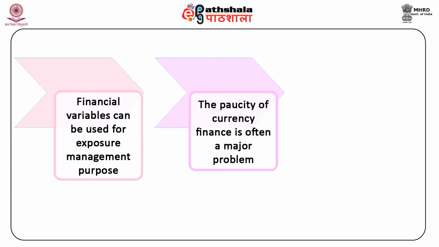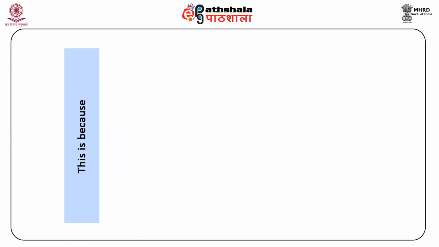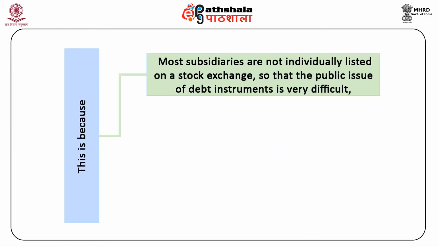The paucity of currency finance is often a major problem. The parent company would borrow the weak currency for long term while the subsidiary is usually limited to short term borrowing. This is because, first, most subsidiaries are not individually listed on a stock exchange, so that the public issue of debt instruments is difficult.